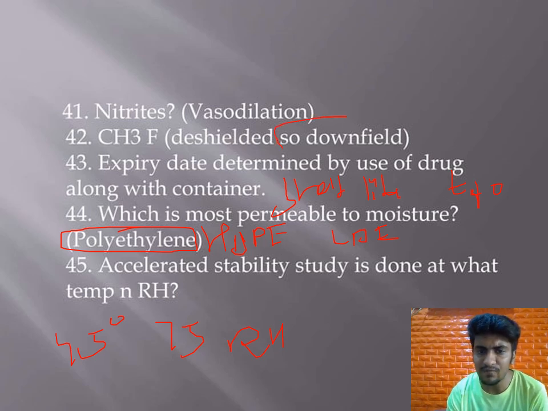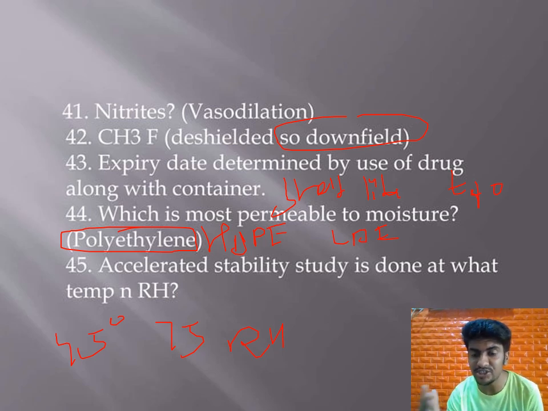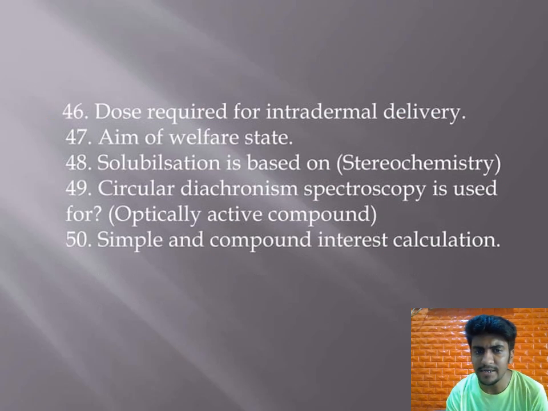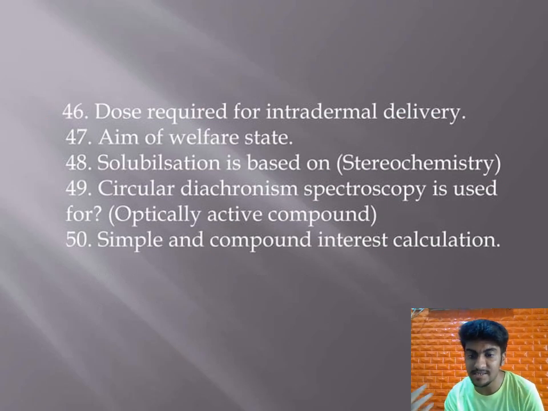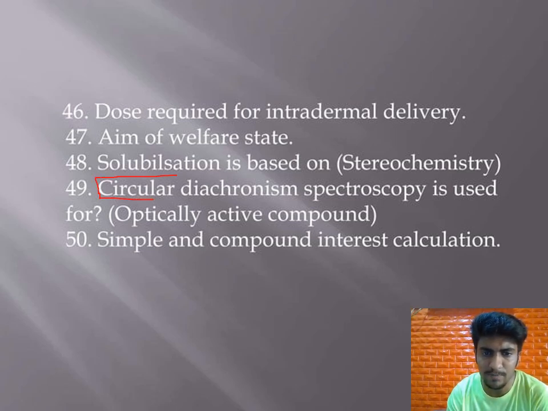Then upfield and downfield from NMR spectroscopy, you had a question. In this you had shielding and de-shielding effect where this question was there. Then the mechanism of action of nitrates was vasodilatory, right? We have minoxidil also, hydralazine as vasodilators, lot of drugs. Then circular dichroism, one question was there. It is used for secondary structure of proteins and for optically active compounds.